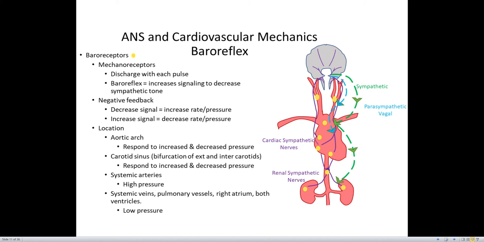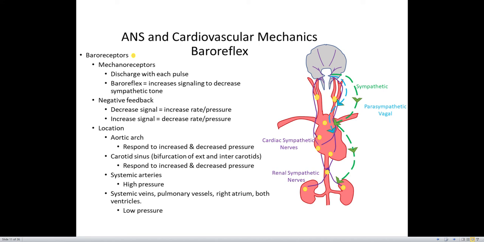Now, baroreflex receptors, or baroreflexes, play a huge role in regulating cardiovascular mechanics on a short-term level. So if something acutely is happening, it's going to be the baroreflexes, or what I like to call the baroreceptors, that are going to play a role in regulating blood pressure to meet metabolic demands at that particular moment. So these are short-term blood pressure regulators.